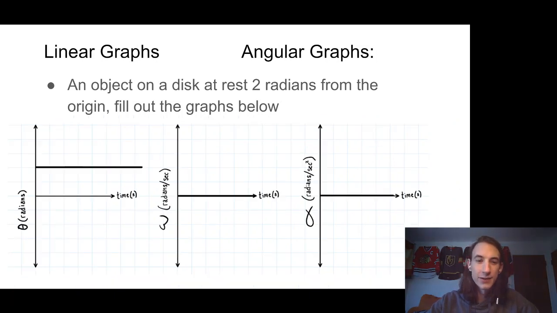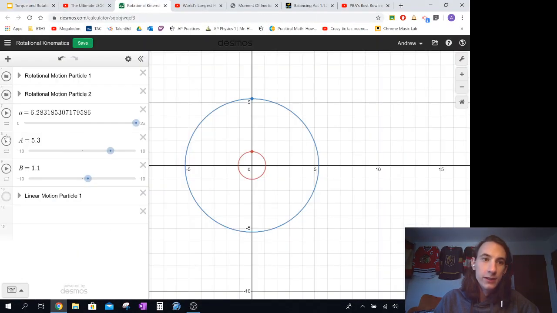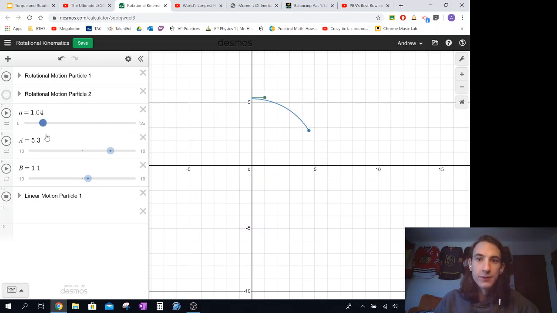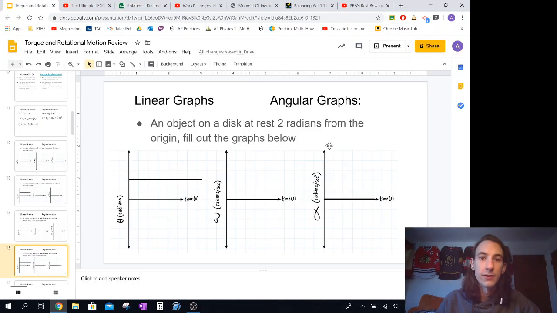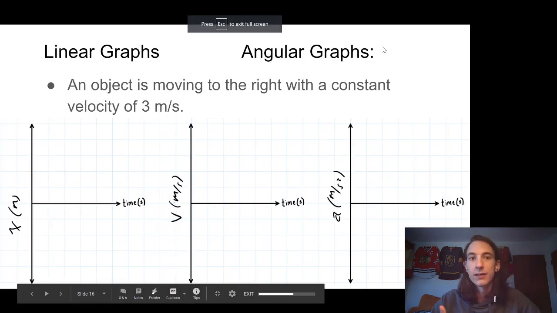So it's kind of the same idea. We're saying, instead of sitting at some linear position away from the origin, we're just saying, well, we're some amount of radians away, and we're not moving. So we have those graphs for a constant position. And then we can kind of change it.